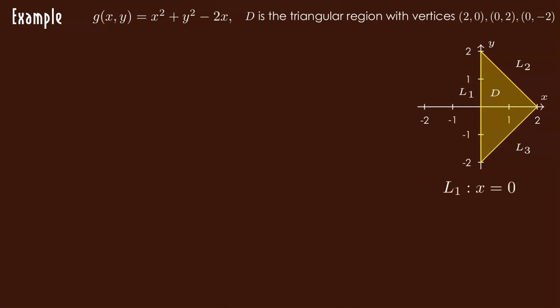I know L1 is the line x equals 0. L2 has a slope of negative 1 and it goes through 2. So it's the line y equals 2 minus x. And L3 is the line y equals x minus 2.